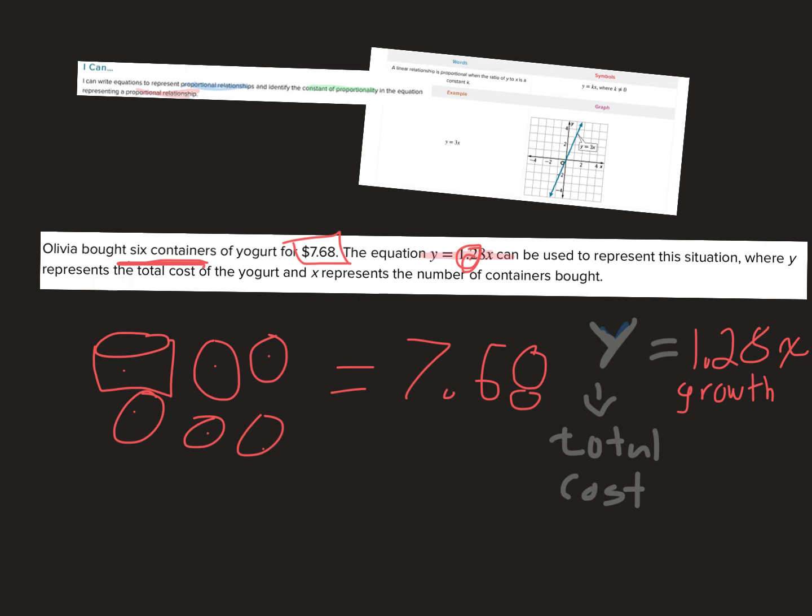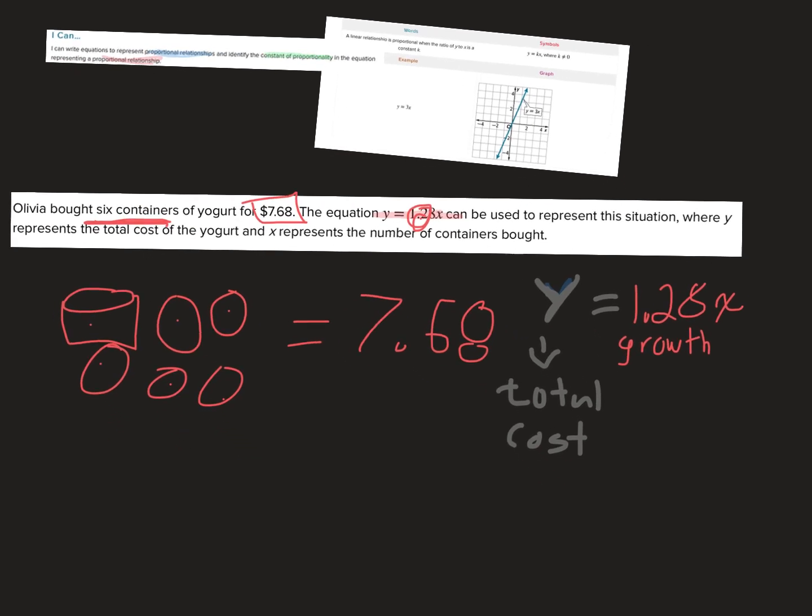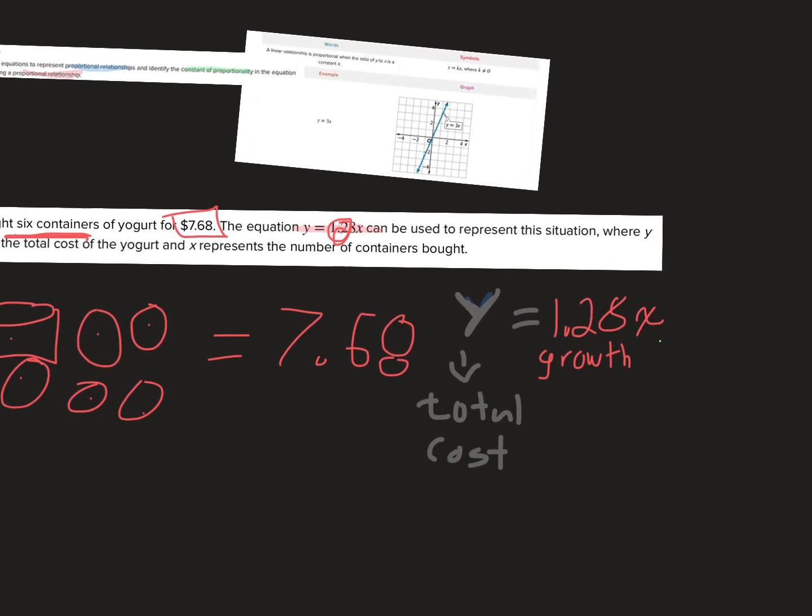So what else is left that is unknown? We have our cost, our total cost. Well, we also have how many yogurts, so the number of yogurts being bought.